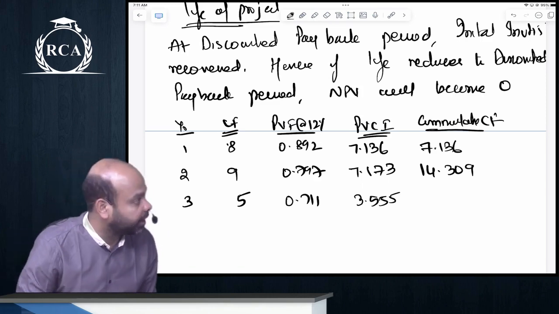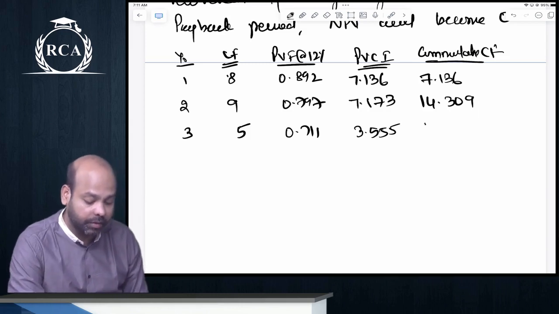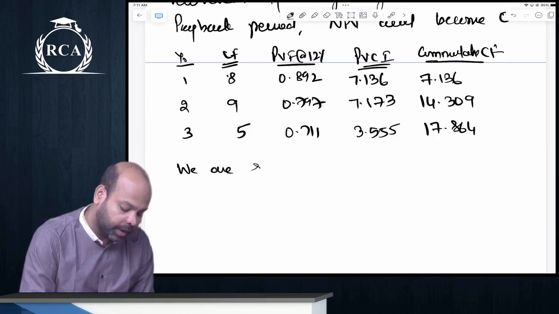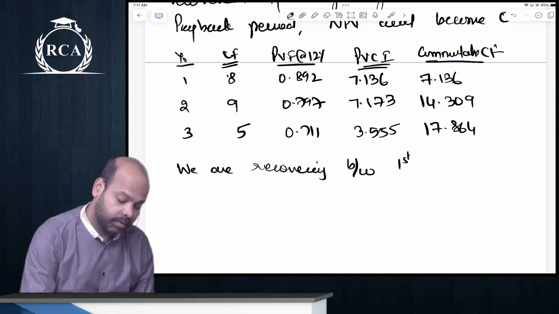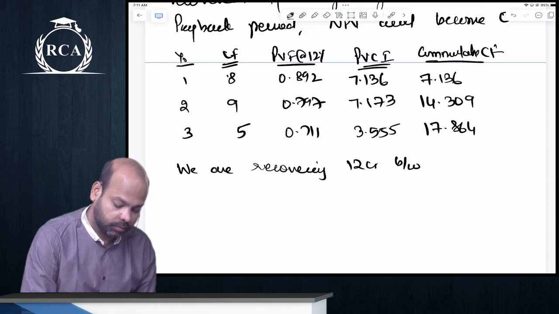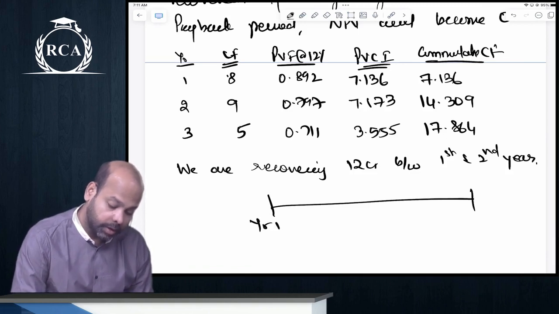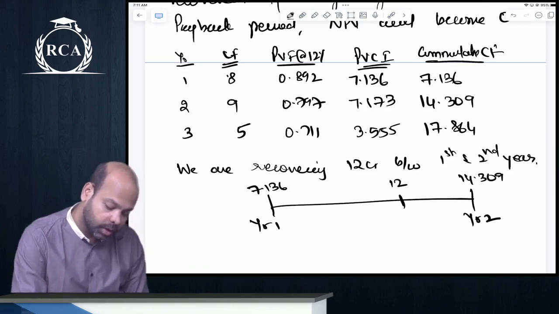Our initial investment is 12 crores, beta. We are recovering that between the first and the second year. We are recovering 12 crores between the first and second year. In year 1, beta, it is 7.136, in year 2, beta, it is 14.309. You would want to stop at 12 crores.